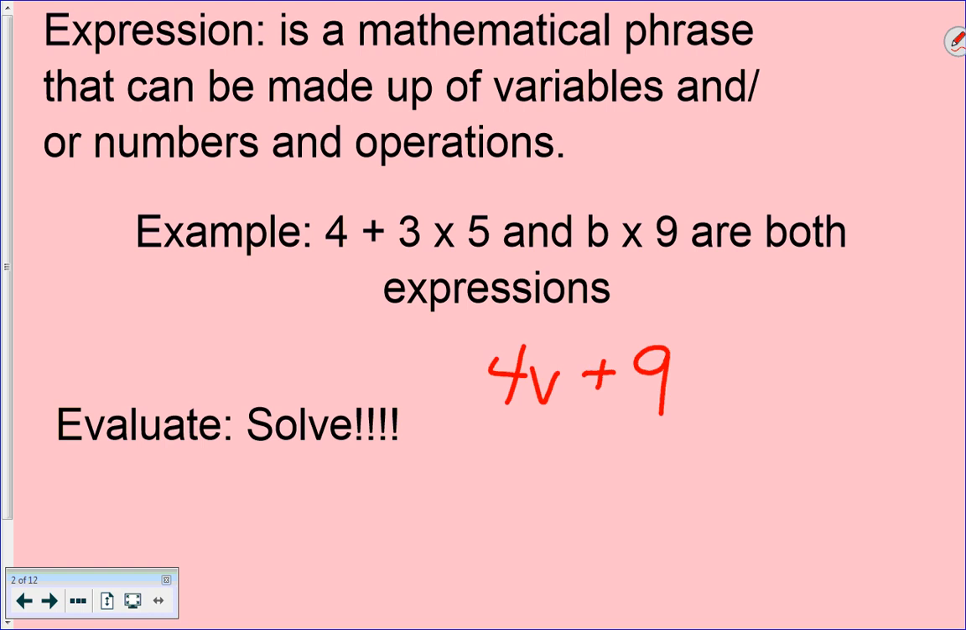And then the last vocabulary word I have for you is evaluate. Evaluate means solve. So many times in your directions, in your book, it's going to say evaluate the expression. That just means solve the expression. So if it says evaluate, don't come and ask me what it means. It just means to solve it. To find the answer.